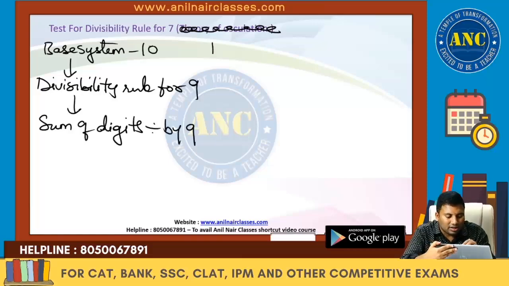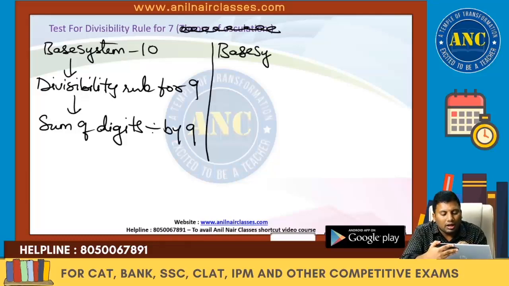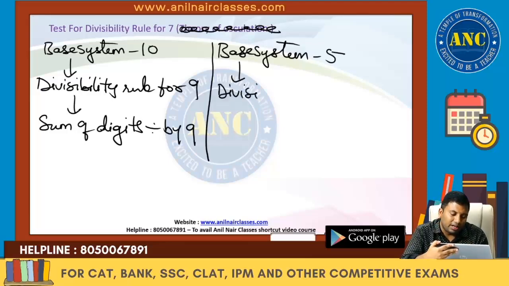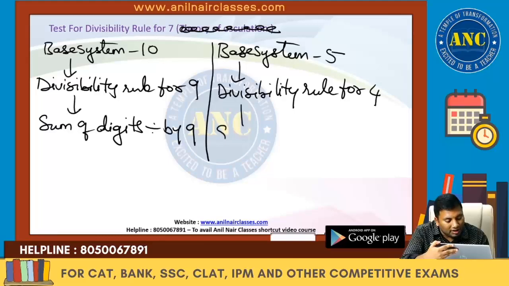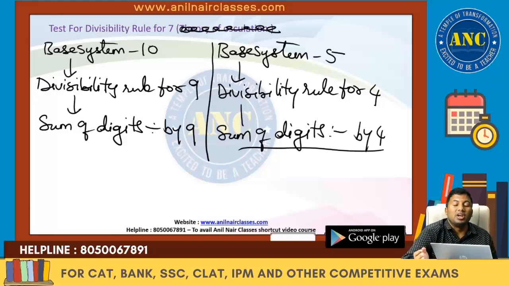What is the other example that we have taken? In a base system 5, the divisibility rule for 4 is that the sum of the digits should be divisible by 4. Are you all with me? That means the digital sum concept can be applied for any base system.